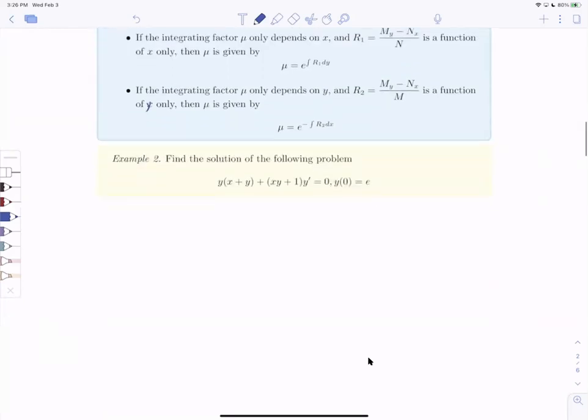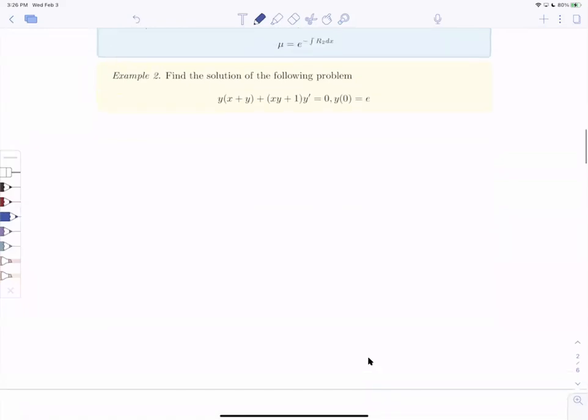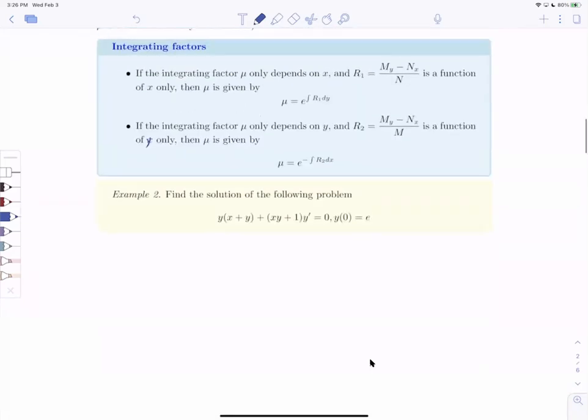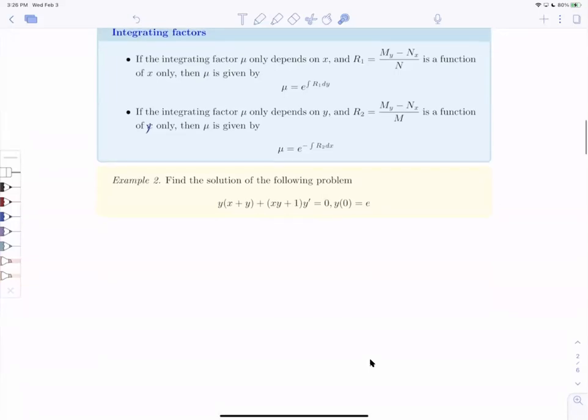So let's try example 2. Check if it's exact. If not, try to use one of those to find your mu and use that to find your function.